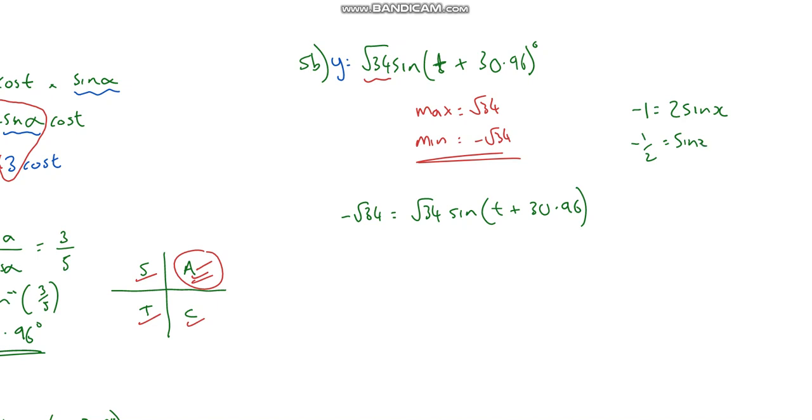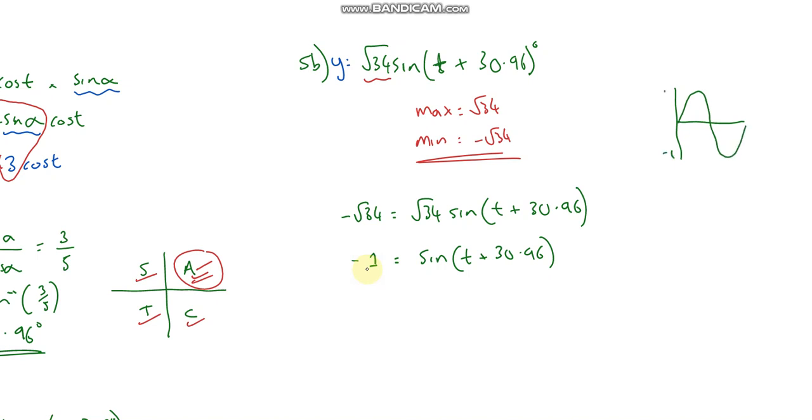And we're just doing the same. Don't be confused, because we've got all these extra surds and shifts and things. I'm going to divide by the root 34 first of all. So that just becomes negative 1 equals sine of t plus 30. Yeah, absolutely. And that makes sense, doesn't it? You're saying, when is my sine function at its absolute minimum? The original sine function goes up to 1 and down to negative 1. So it doesn't really matter that mine is negative root 34. It's still that same ratio.